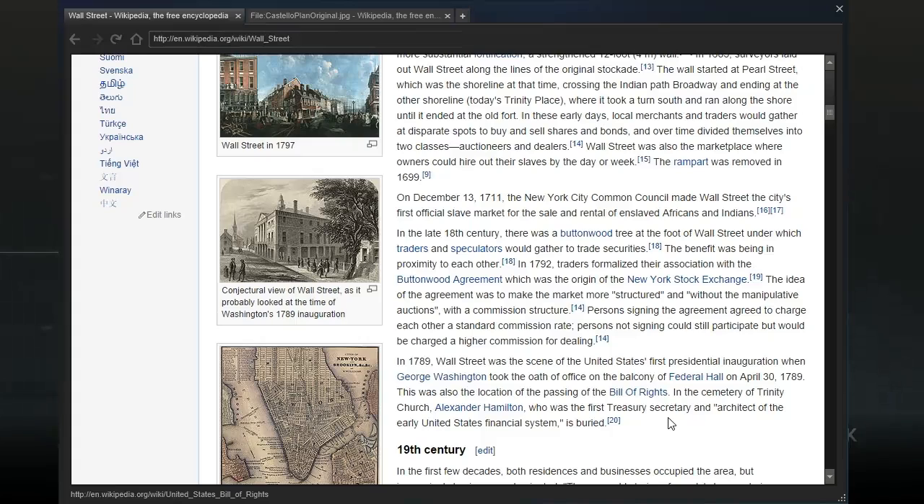Incredible! It was the first official slave market in New York.